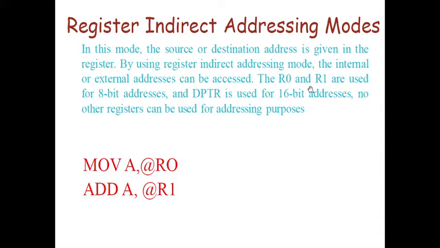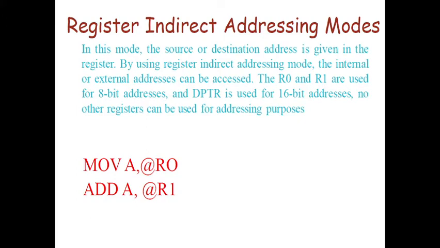Most of the time, R0 and R1 are used for an 8-bit address, and the data pointer is used for a 16-bit address, and no other registers can be used for this addressing mode. So we can use only three registers: for an 8-bit address, R0 and R1, whereas for a 16-bit address, DPTR, that is the data pointer, can be used.